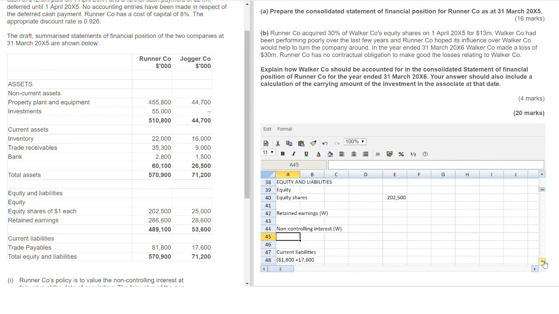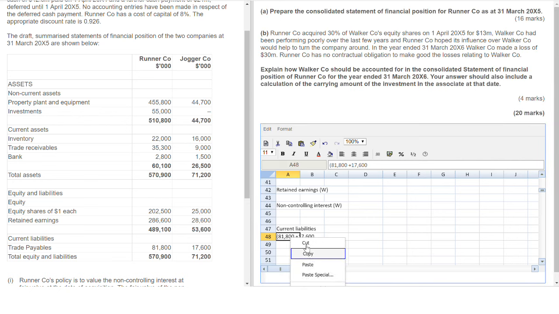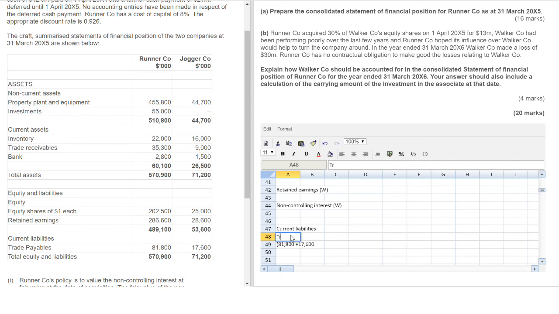What you probably noticed there is I have just cut, paste. There we go. Yeah, I missed out, didn't I? Payables, trade payables. So just right click, cut and paste. There we go. And then what we can go through and do at the end, we can work out our total equity and liabilities. There we go. Excellent. All good.